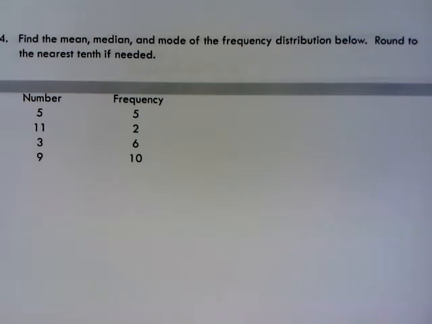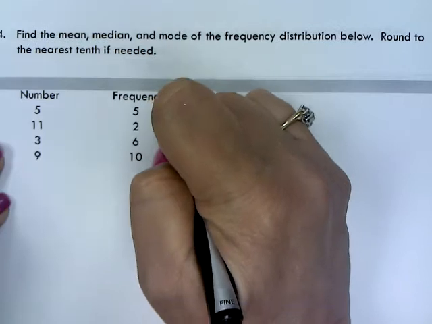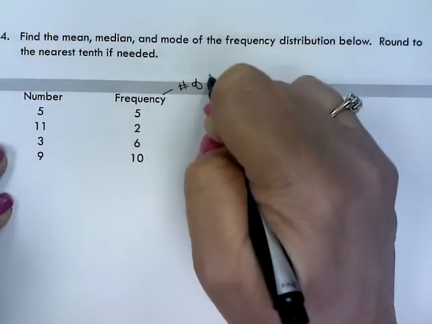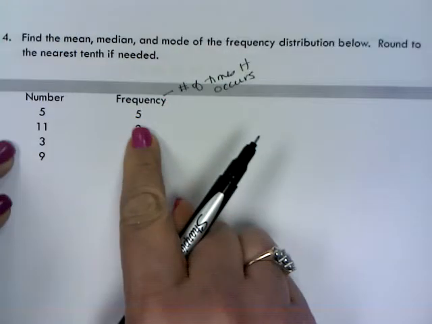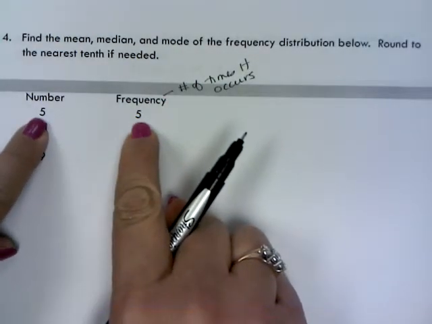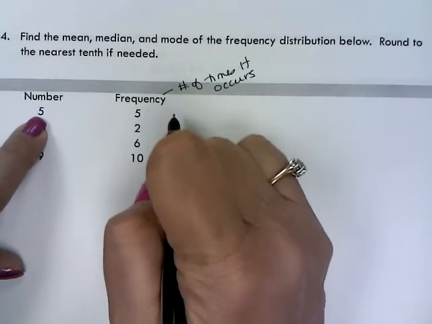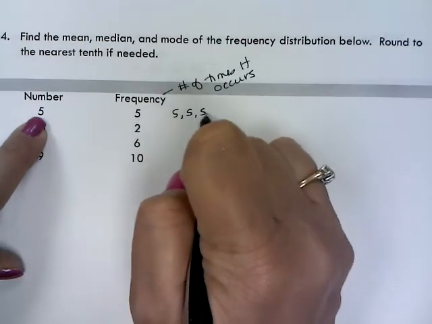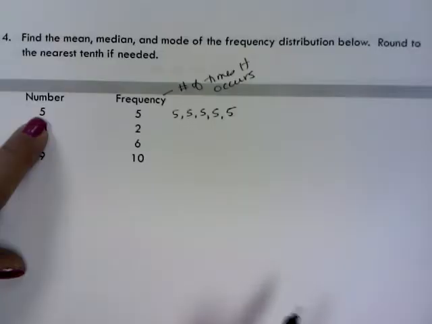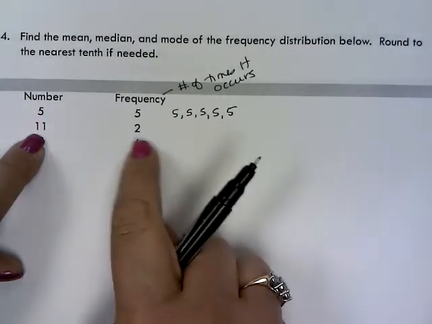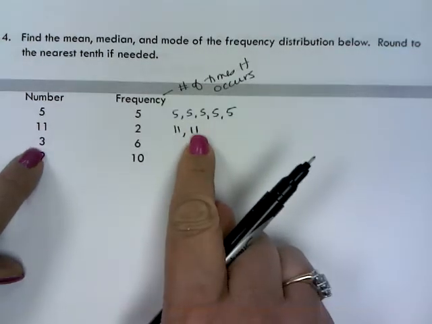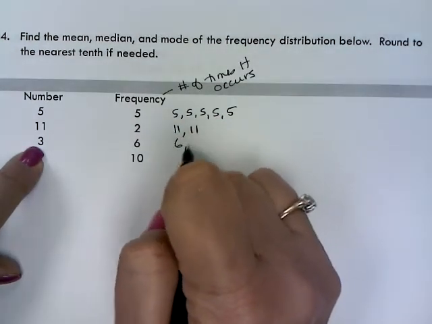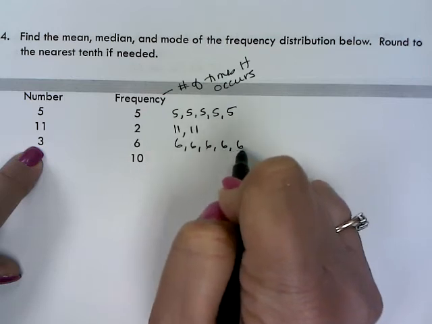You will have a frequency table on your test. It's important that you understand frequency means the number of times it occurs. So therefore, this number 5 has a frequency of 5. It means 1, 2, 3, 4, there are 5 of them. The number 11 has a frequency of 2. That means I have 2 11s. The number 3 has a frequency of 6.